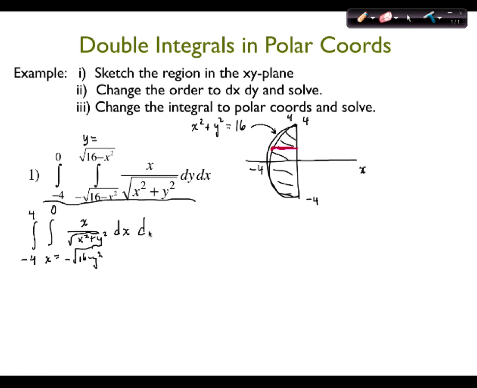Okay, how'd we do on rewriting it? So the question is, can we do that? Negative square root of 16 minus y squared, is that right?